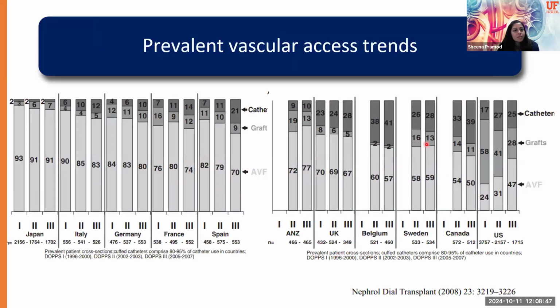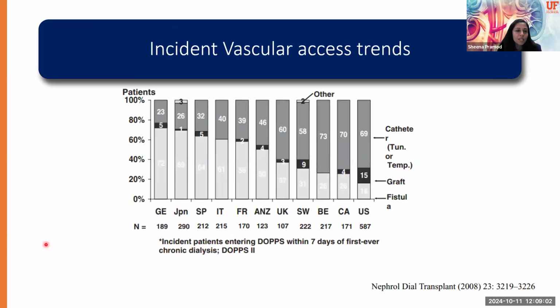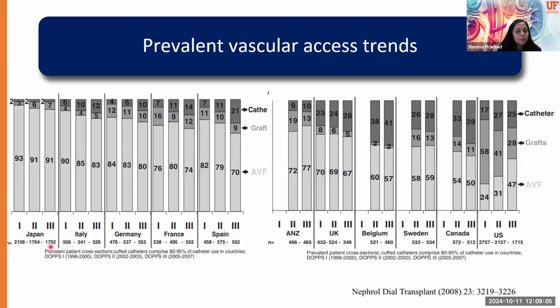So when you look at vascular access trends over the past 20 years, this is worldwide prevalent vascular access trends. So for my fellows on the talk, when I mention prevalent, I'm talking about all hemodialysis patients at this time, and incident, meaning the patients who initiate dialysis at a time. And if you look, Japan, even in the 90s, had the highest rate of arteriovenous fistula and graft, in the high 90s, compared to the US, which only had about 24% of AV fistula usage in the late 90s.